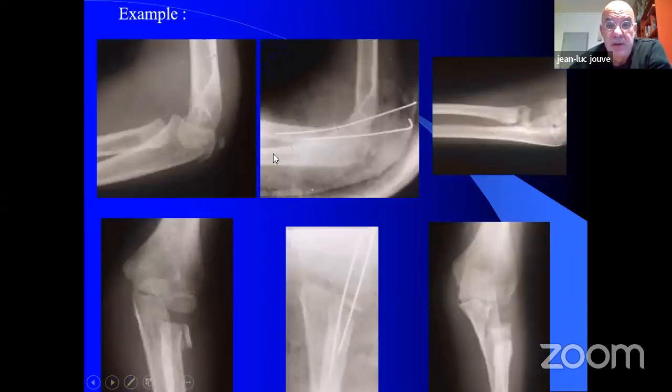Another example: it's not an intramedullary fixation, but a reduction associated with a fixation through the lateral condyle. But unfortunately, we obtained a radial head necrosis. It was not possible to have correct vascularization of the radial head.